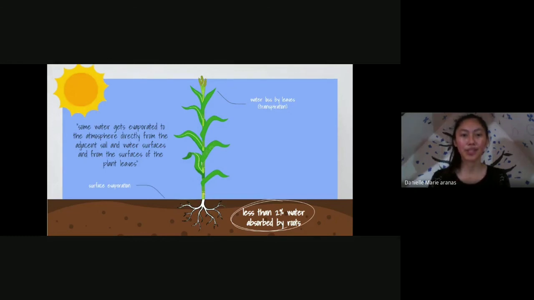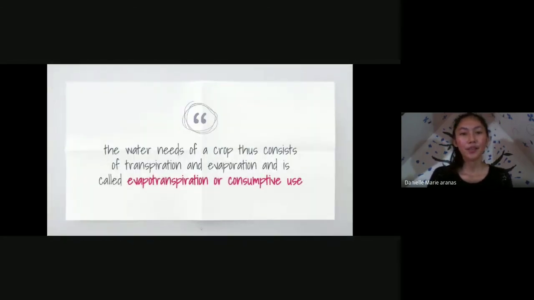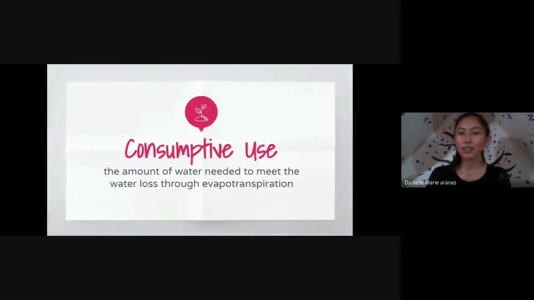Now, some water gets evaporated to the atmosphere directly from the adjacent soil and water surfaces and from the surfaces of the plant leaves. The water needs of a crop thus consists of transpiration and evaporation and is called evapotranspiration or the consumptive use. Consumptive use is the amount of water needed to meet the water loss through evapotranspiration.